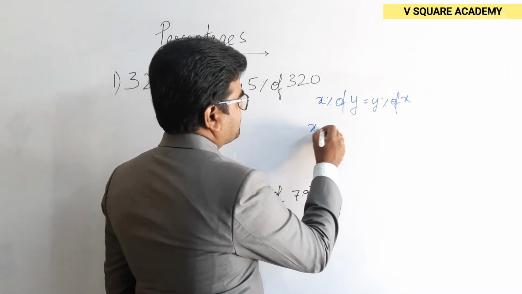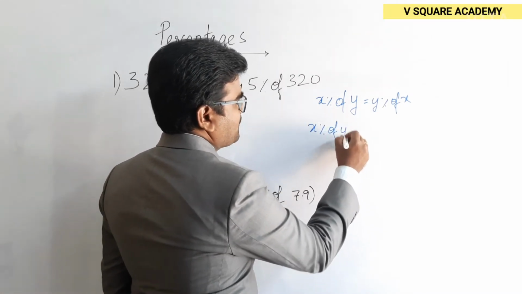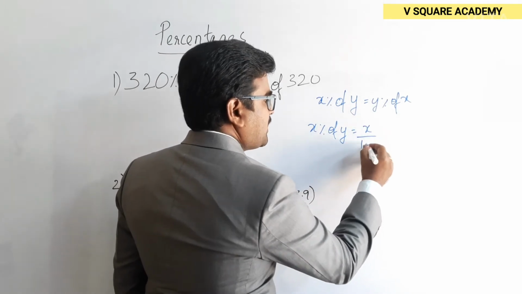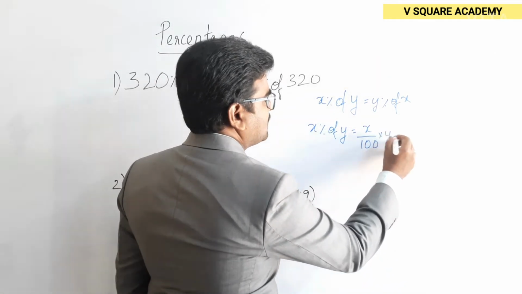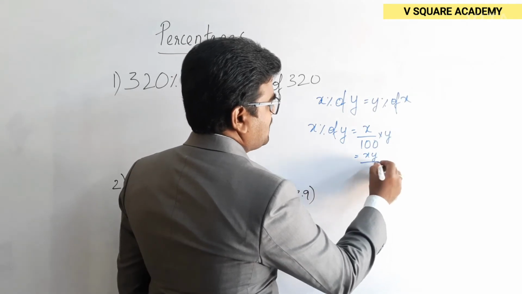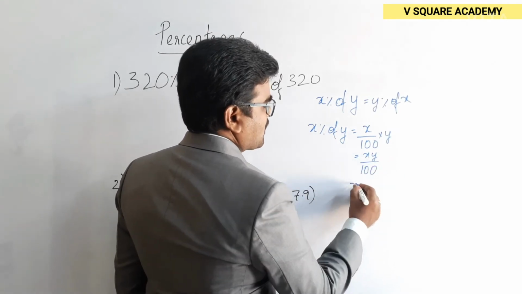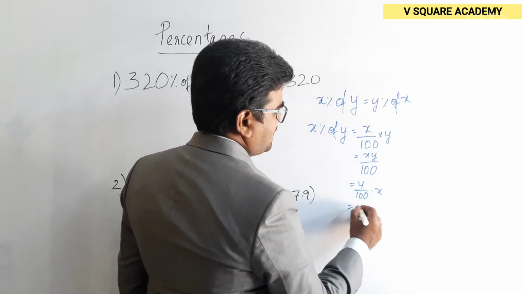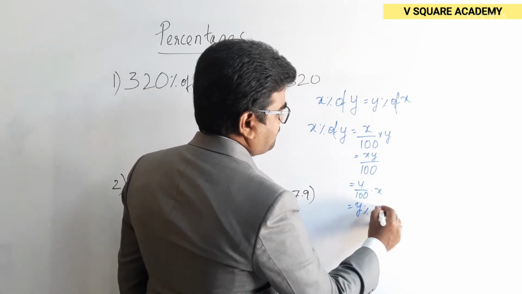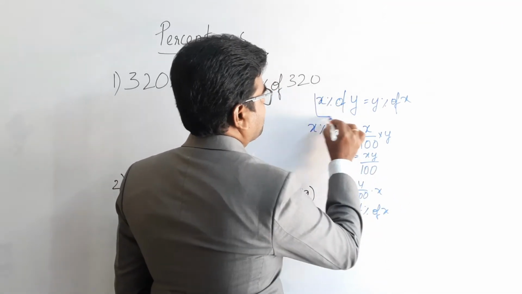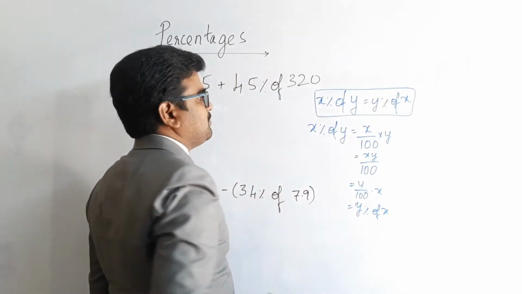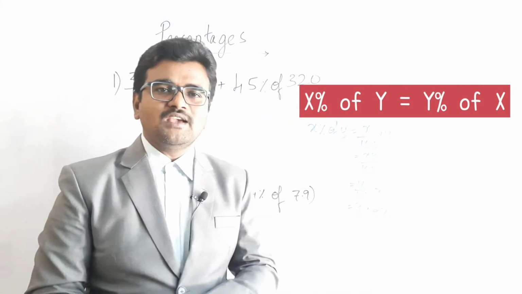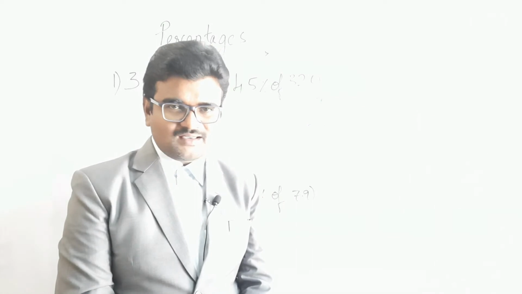x percent of y, you can write this as x by 100 into y. That means xy by 100. That means you can write this as y by 100 into x, that means y percent of x. So finally this is the formula most people will be using in percentages: x percent of y equals y percent of x, right?